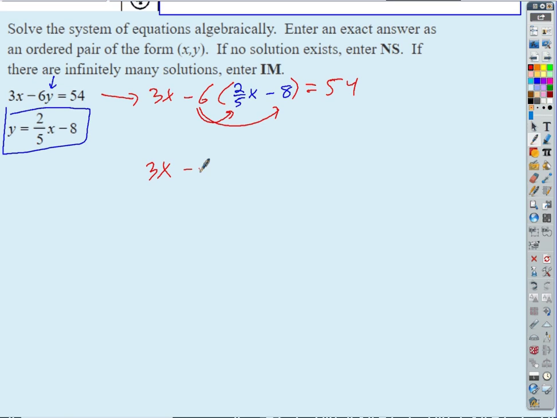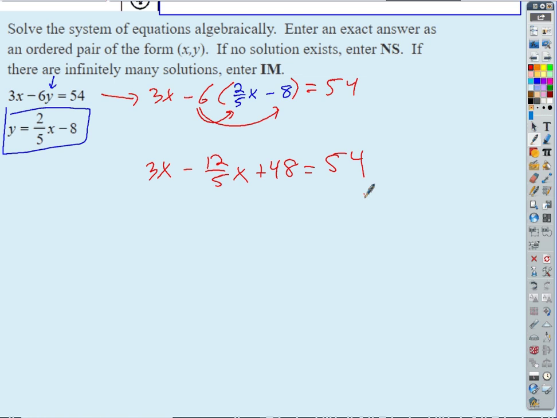Minus, now how am I gonna do this? I know this always looks kind of intimidating, but multiplying fractions is easy. I multiply fractions straight across, right? So I've got -6, what's on the bottom? 1. -6/1 times 2/5 gives me what? -12/5. Just multiply straight across. So I get -12/5, and I've got an x there, right? And then -6 times -8 is plus 48 equals 54.